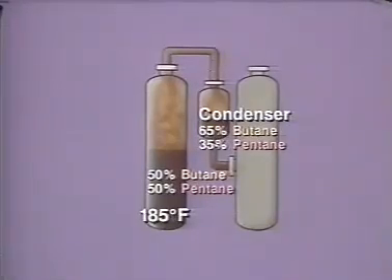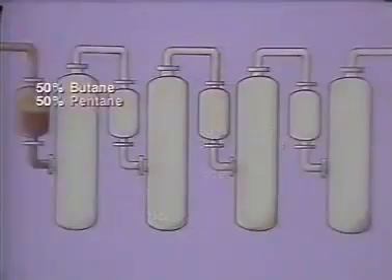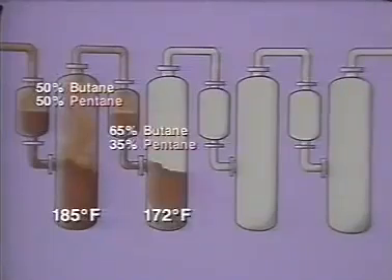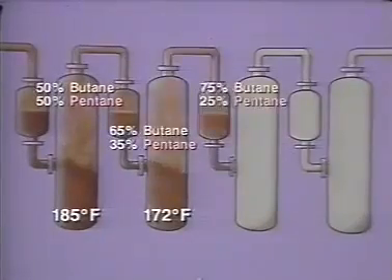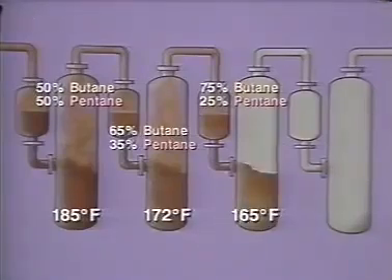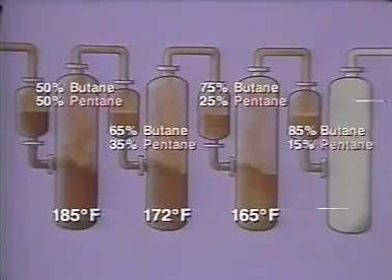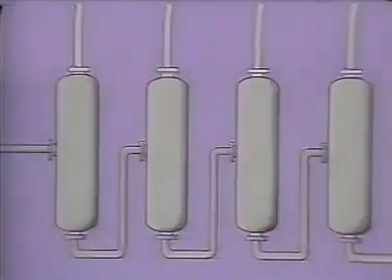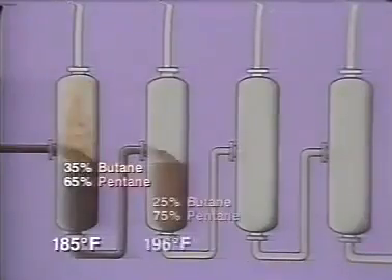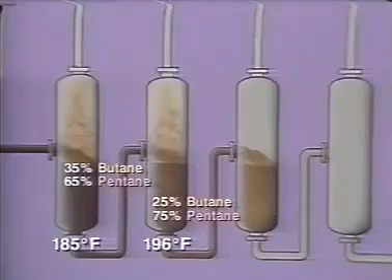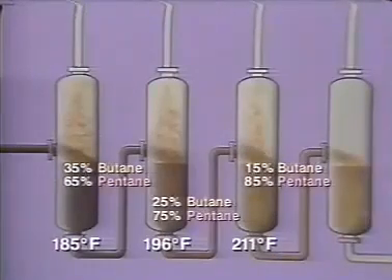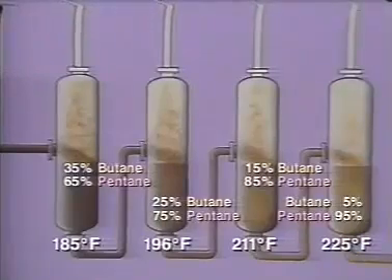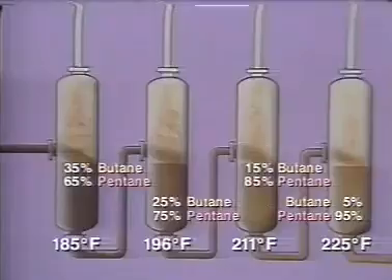We can get an even cleaner separation by passing this mixture through a series of stills. The top stills operate at progressively lower temperatures, so less of the heavy component, pentane, is vaporized as we progress from one still to the next. This results in a relatively pure butane product being formed in the top still. The bottom stills operate at increasingly higher temperatures, so more of the light component, butane, is boiled out of the liquid as it is passed down to each lower still. This gives us a relatively pure pentane product out of the bottom still.